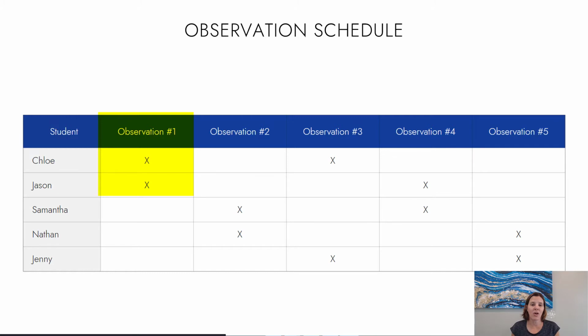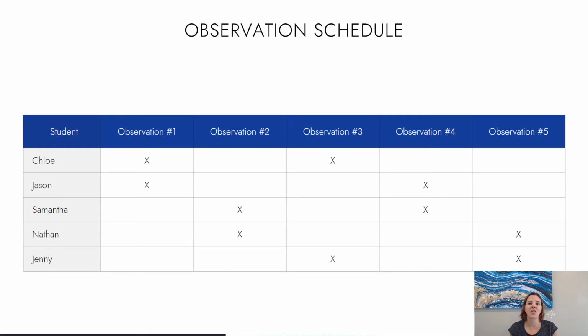Now, when I'm in this classroom and the teacher is doing a whole class lesson, maybe we're having a whole class discussion about something they read the night before, I'm going to be paying attention to all 5 of these kids, right? So even though Samantha, Nathan, and Jenny aren't checked off, if one of them raises their hand or is called on, I'm going to document that interaction. I'm going to document what happens. Unless it doesn't relate to the research question. Always remember that the research question is king here, right? Okay, but I'm going to follow Chloe and Jason closely.